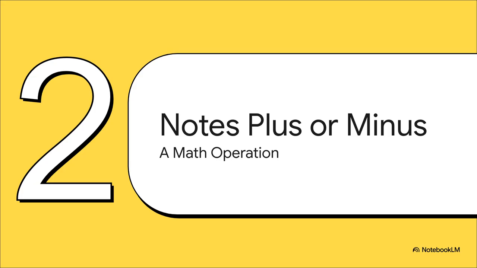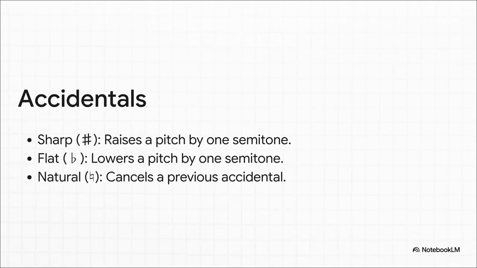Okay, so if notes are like letters, what happens when we want to tweak them a little bit? What if changing a note wasn't like changing the font, but more like doing a little math problem? This is where these little guys called accidentals come into play. These 3 symbols give us amazing precision. A sharp, that's the hashtag-looking symbol, raises a note's pitch by 1 semitone, which is the smallest step we have in Western music. A flat does the opposite. It lowers it by that same amount. And the natural sign? Think of it like a reset button. It just cancels out any sharp or flat that came before it.